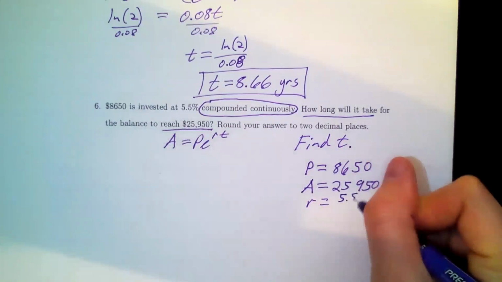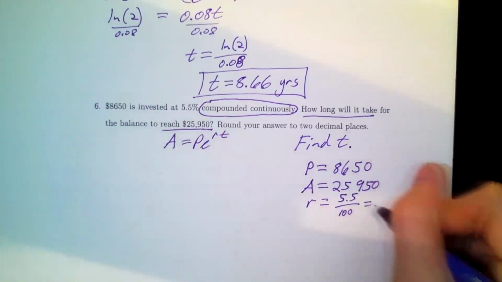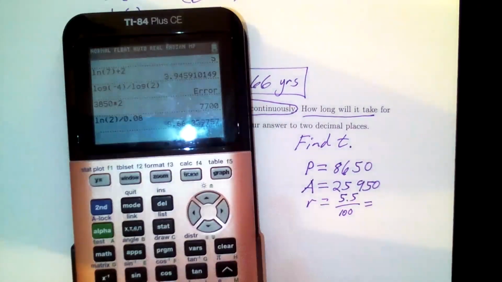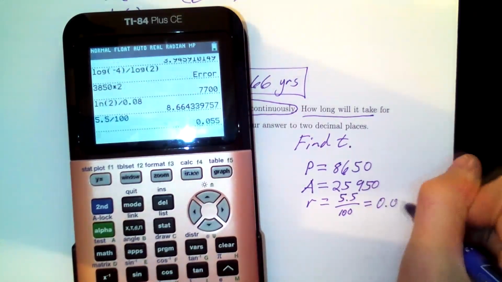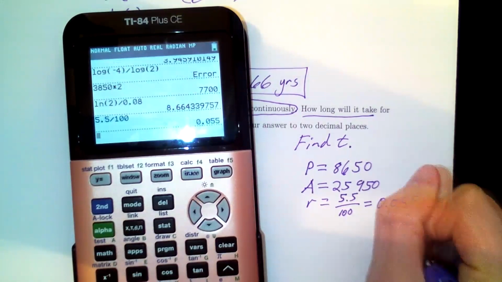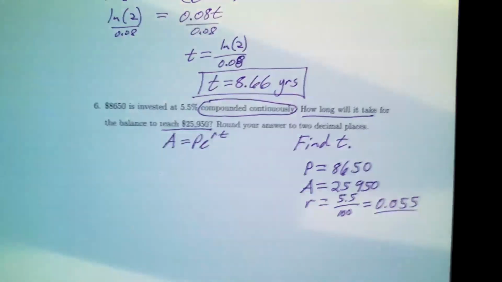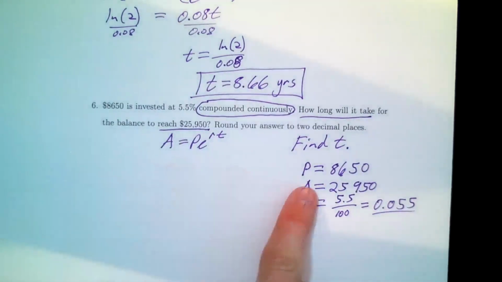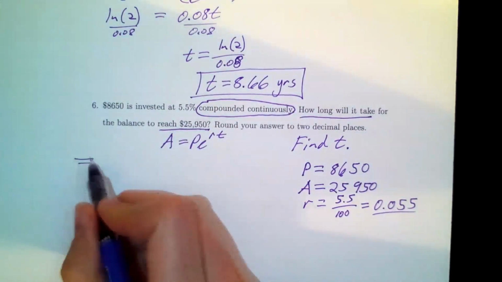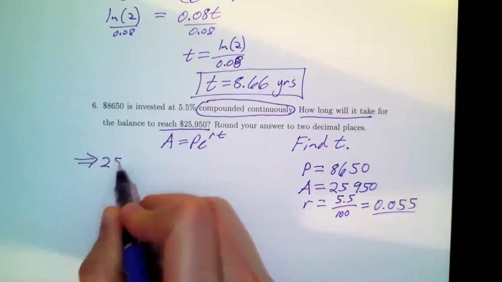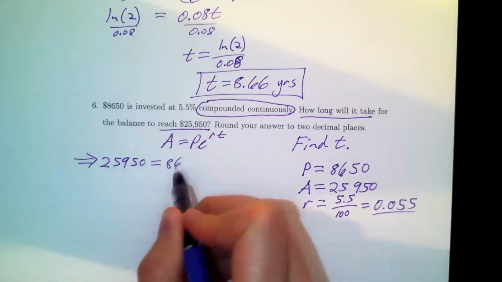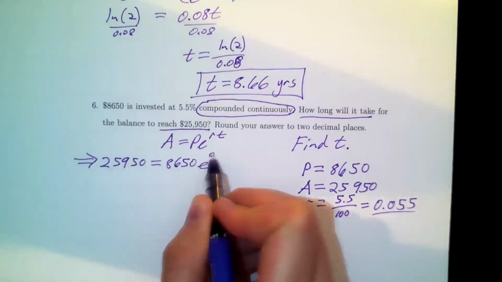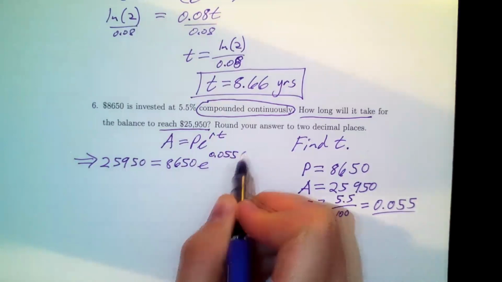Convert this to a decimal by dividing by 100. So we get 5.5 divided by 100 is 0.055. So this is the value I'm going to use for R. Take all these values, and pop them into my formula. You have A, 25,950, is equal to P, e to the rt.